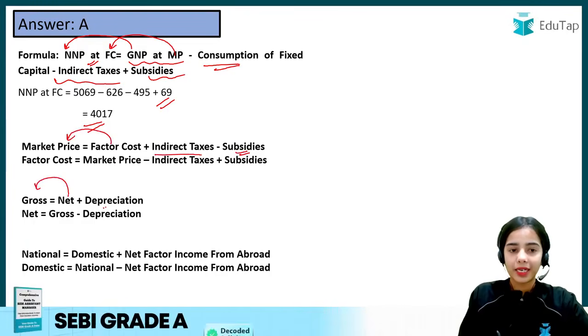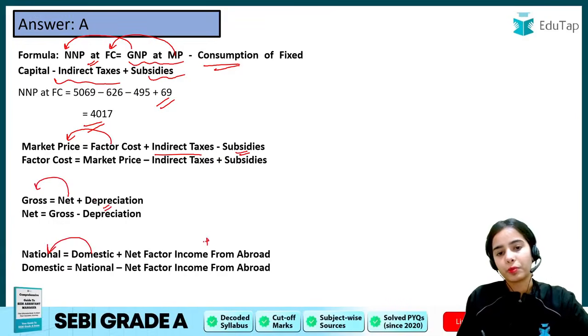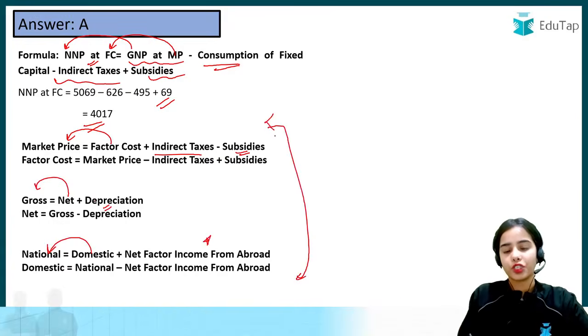From net to gross, add depreciation, and vice versa. From domestic to national, add the net factor income from abroad. So these are the conversions.